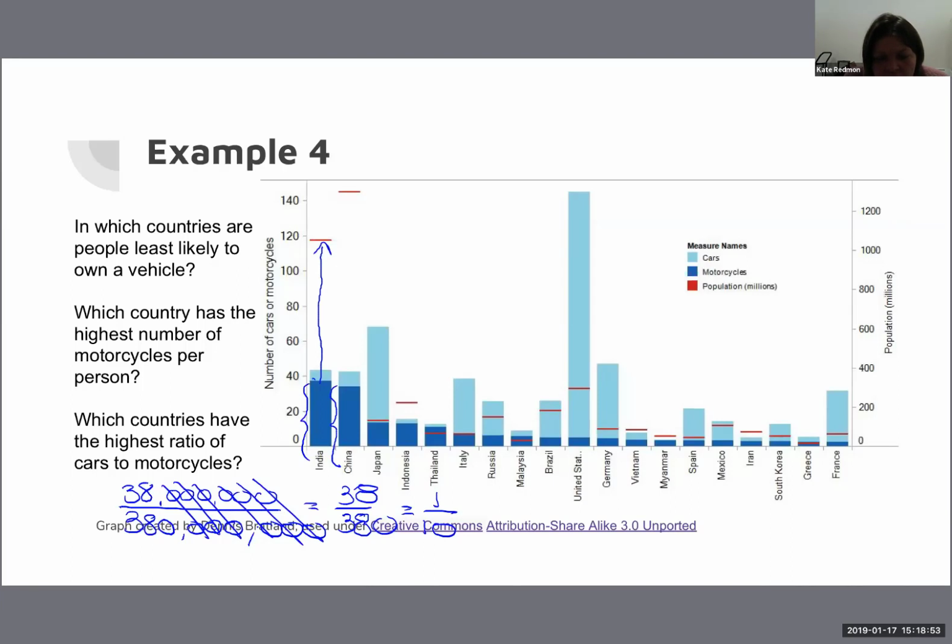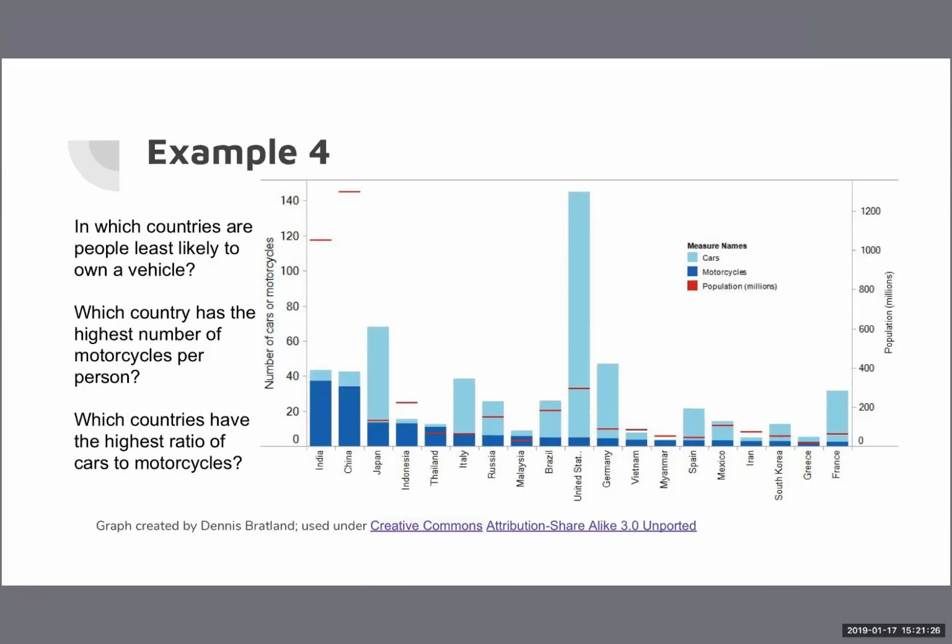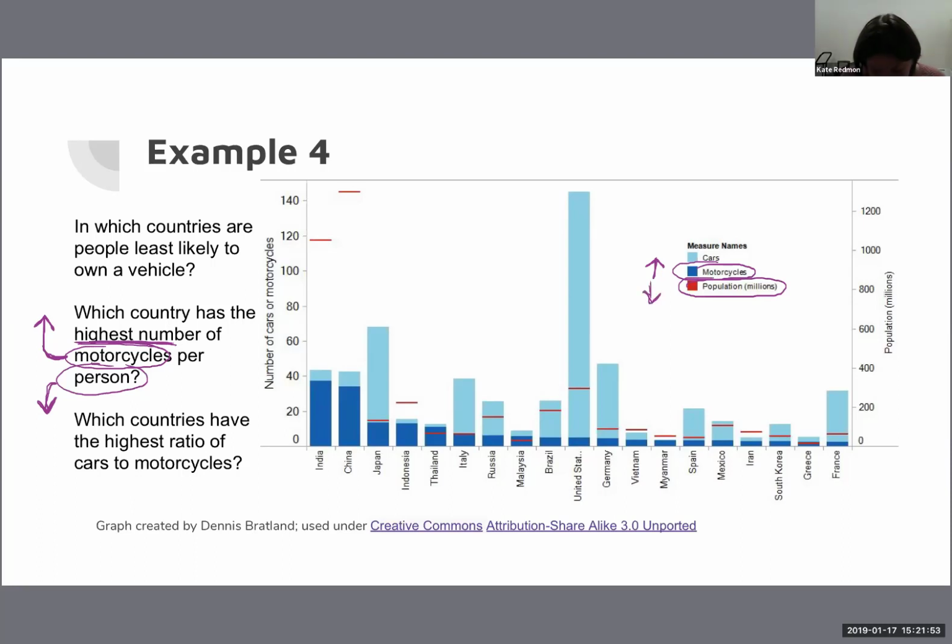Can you compare the dark blue, that's the motorcycles, to the red, and look for ones where the dark blue gets really close to the red or even surpasses it. I can tell that this problem is really confusing us. So if I say which country has the highest number of motorcycles per person, that means I want my motorcycles to be higher as compared to my people to be lower. So my motorcycles here are the dark blue, so I want the dark blue to be high, as compared to my population, which is the red. So I want the population to be lower. Okay, that's what I mean by the highest number of motorcycles per person.